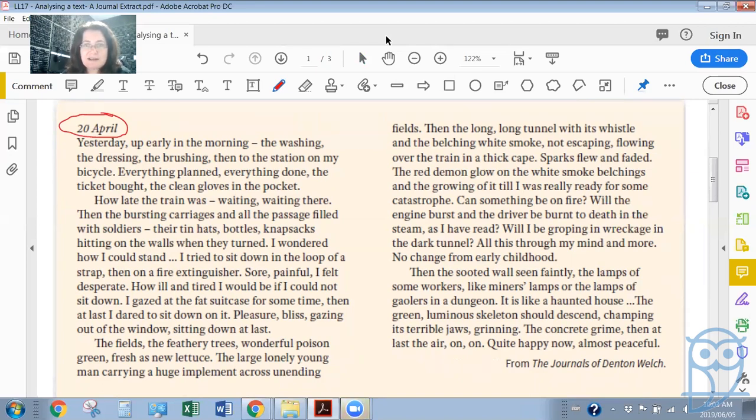Sorry, I'm just fiddling around to get the chat box here on the side in case you want to add some comments or questions, so feel free to do that.